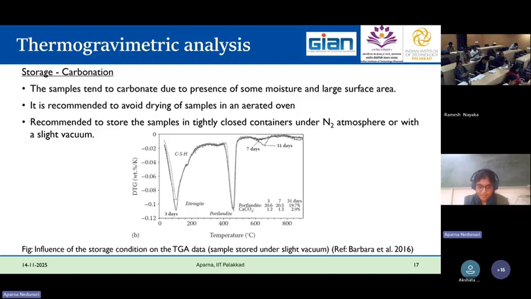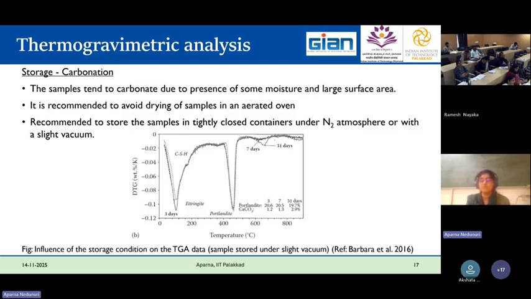Here, this is one such example where they have done the TGA after 3 days, after 7 days, and after 31 days. And they can see that the weight loss corresponding to the initial one has decreased when they performed the TGA after 31 days. And this reduction in weight loss over here has been seen as an increase in weight loss in this particular temperature zone. Means some amount of products that are available over here have been carbonated, and that carbonated product is decomposing in this particular temperature zone.